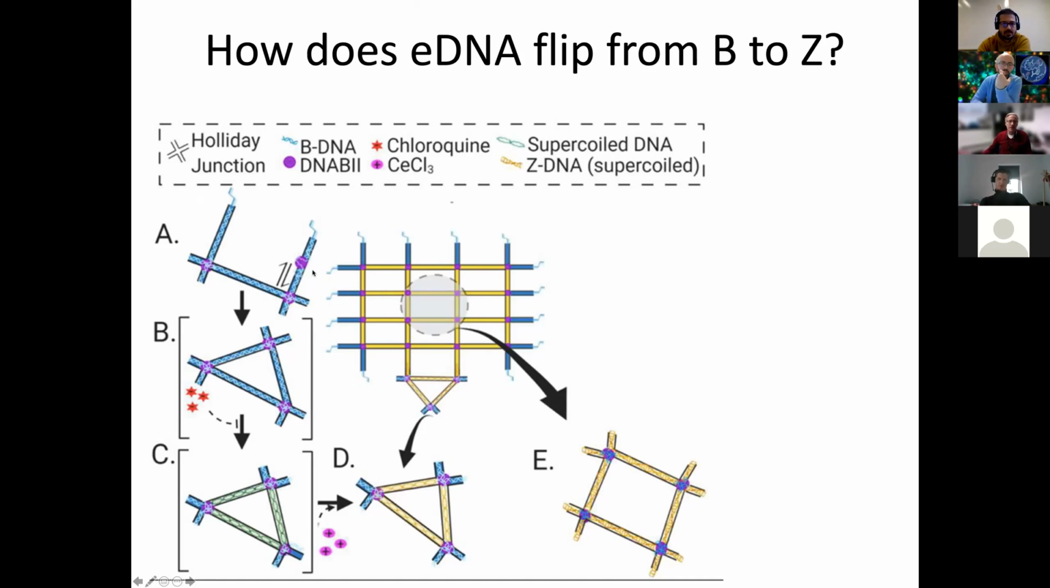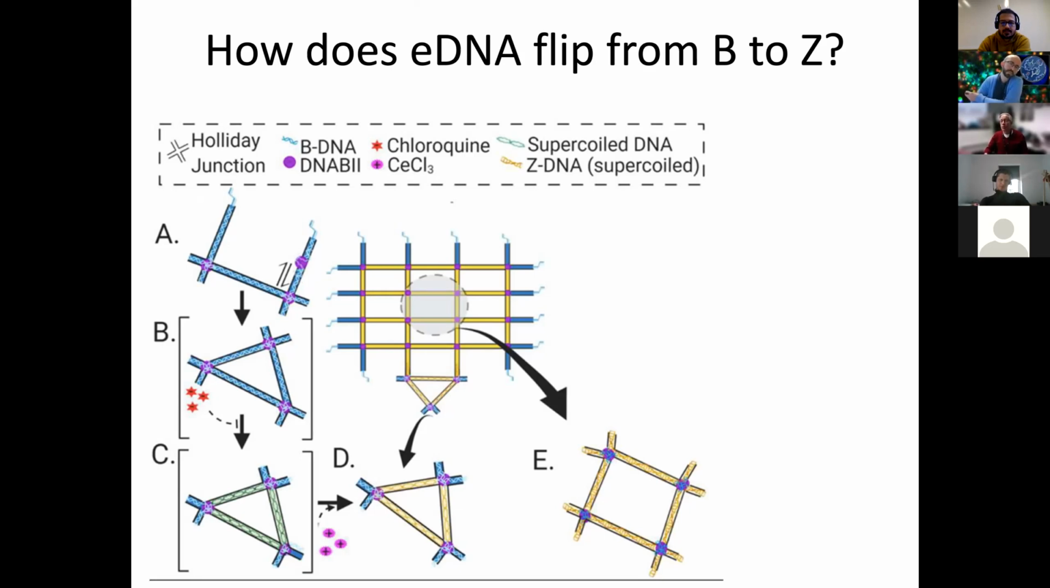Once this is closed, then in the transformation of moving the protein from the B-DNA to the Holliday junction, because the DNABII proteins wrap the DNA around themselves, when they leave a closed structure, they supercoil DNA. So if you wanted to supercoil DNA, how would you do it?